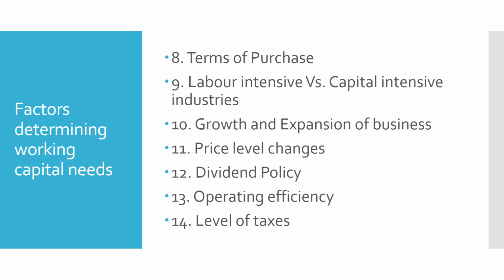The dividend policy of a concern has a dominant influence on the working capital. A firm that maintains a high rate of cash dividend irrespective of its generation of profits needs more working capital. On the other hand, a firm that follows a conservative dividend policy and retains a large part of its profit needs less amount of working capital. And the next is operating efficiency. Efficient and coordinated utilization of capital goods reduces the amount required for working capital. And the last one, level of taxes.